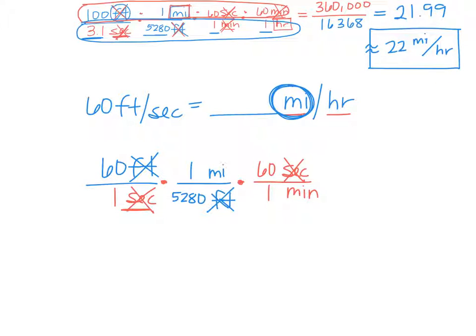So now I'm currently at miles per minute, but we want miles per hour. So convert those minutes into hours. So we are going to do minutes on top and hours on bottom, and 1 hour is 60 minutes. So my minutes cancel, and we're left with hours on bottom, miles on top. So that is miles per hour that we're left with.